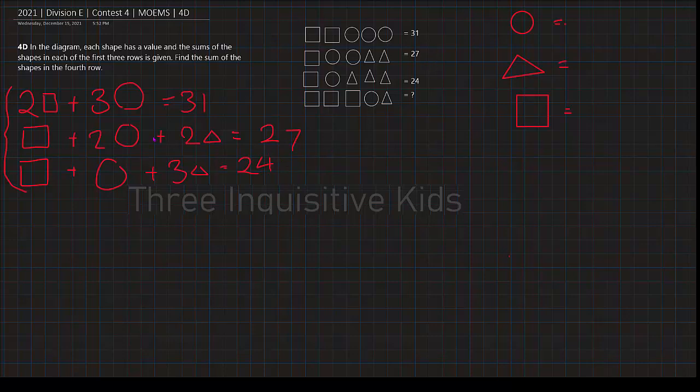So what do I mean is I will add all of these up. On the left side is all of the squares, which will get 4 squares, plus all of the circles, which makes 6 circles, plus all of the triangles, which is just 5 triangles because the first one doesn't have any. And the right side is 31 plus 27 plus 24. After you do the math, you get 82.